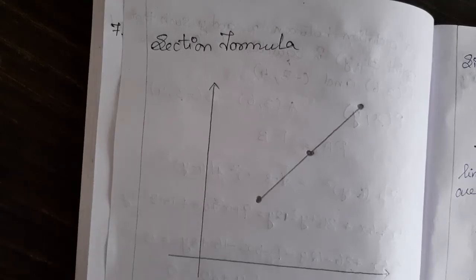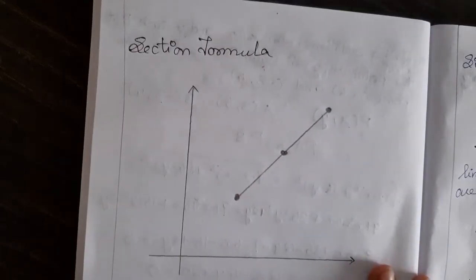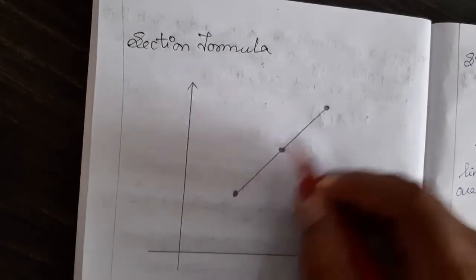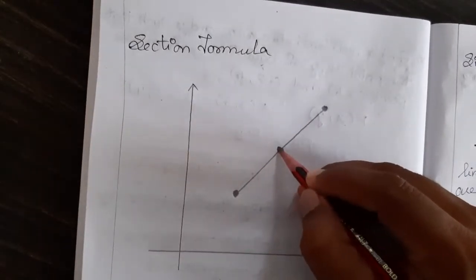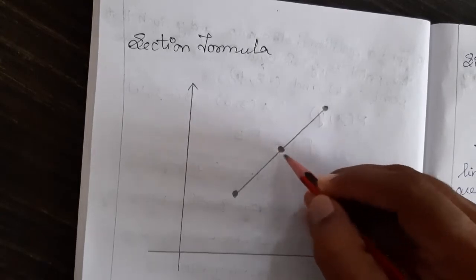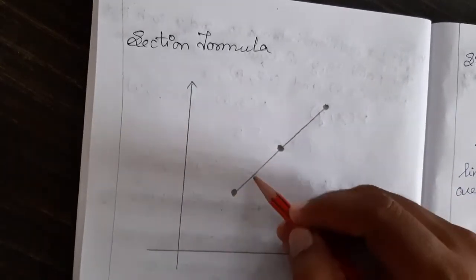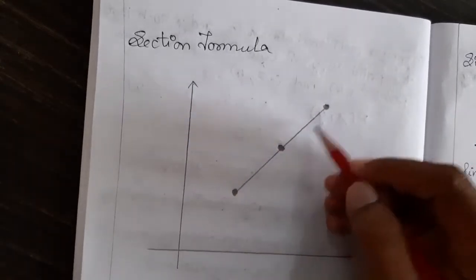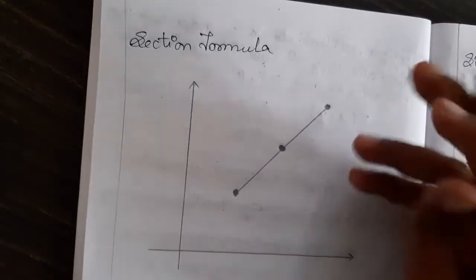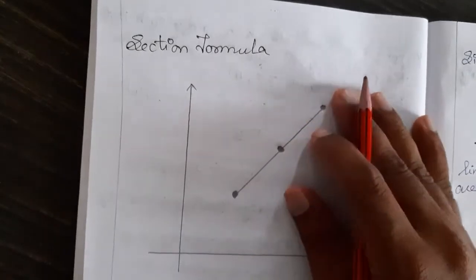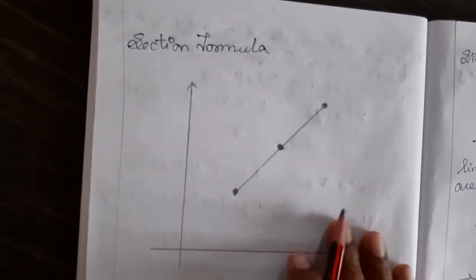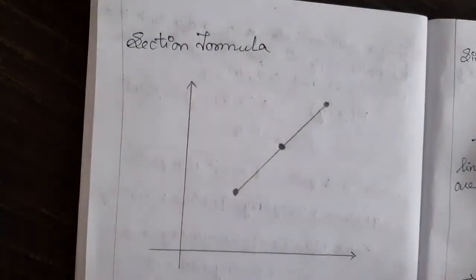Hi students, here we go for the next topic, section formula. If there are two points, we are going to find some point in between that line, a section. This point will cut the line into any two sections, right? Two sections, three sections, four sections, whatever sections we can find by this section formula. I will derive how this section formula is formed.